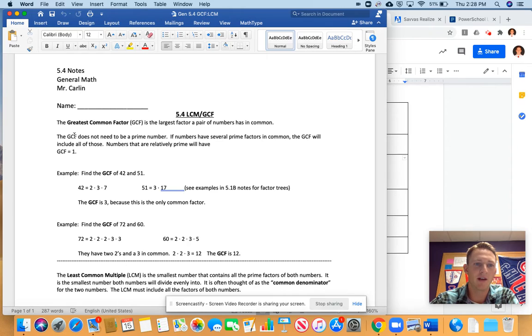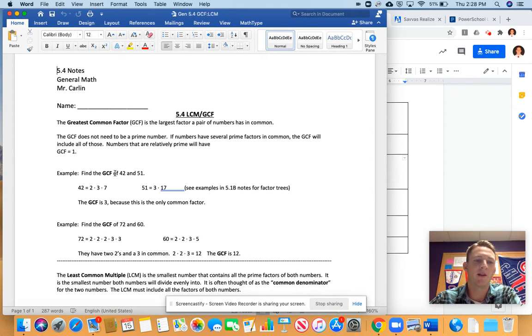The greatest common factor does not need to be a prime number, so don't get it confused with anything in 5.1. But if numbers have several prime factors in common, the greatest common factor will include all of them. So numbers that are relatively prime will have a greatest common factor of 1. And remember that relatively prime numbers don't have any factors in common. We took that from 5.1b.